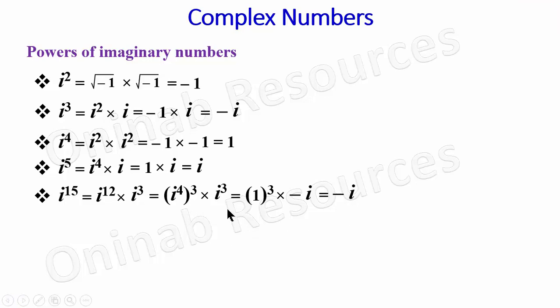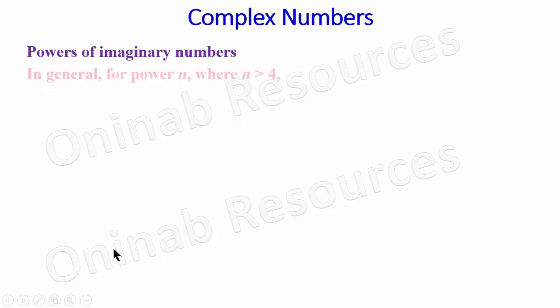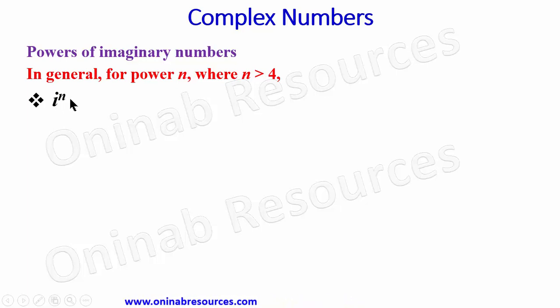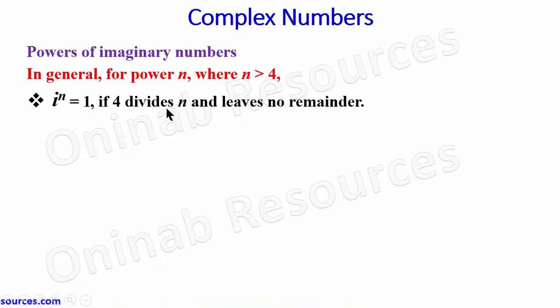Then for our information, we can now look at it from the general point of view that in general, for power n, where n is greater than 4, i raised to power n is equal to 1 if 4 divides n and leaves no remainder. Like we saw in i raised to power 4, or we have it as i raised to power 12. Since 12 divided by 4 gives 3 without remainder, we have i raised to power 12 to be equal to 1.